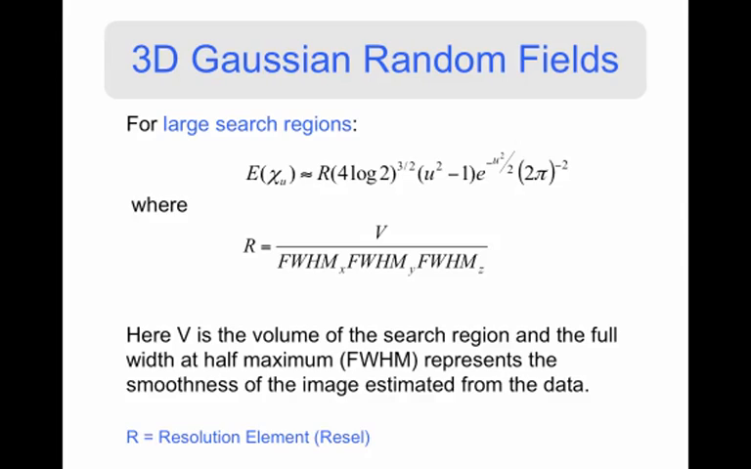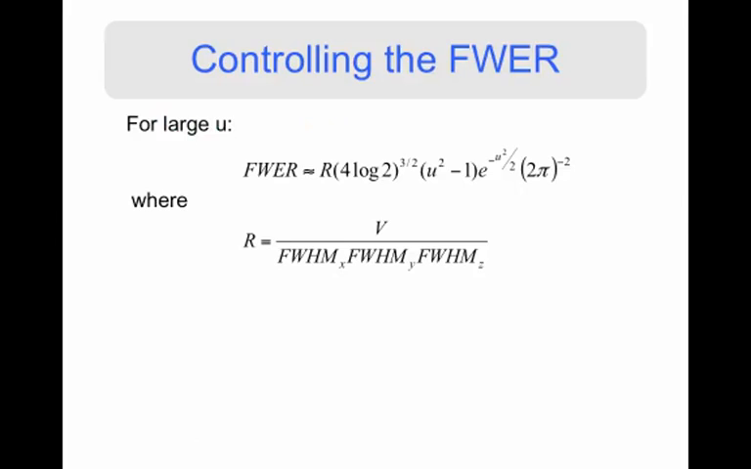So this term R, which is often called the resolution element, or resel, tells us a little bit about how many independent entities exist within this volume. And so the smoother the image, the smaller R would be. So using this result, we can say that for large U, the family-wise error rate is approximately equal to this same result for some fixed value of U.